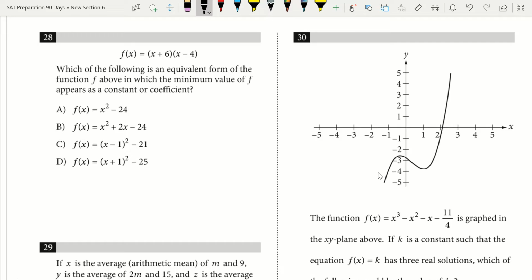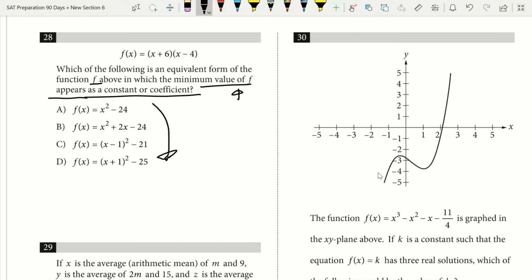So 28 says, which of the following is an equivalent form of the function f above in which the minimum value of f appears as a constant or coefficient? Okay, anytime I'm asked for some value to be shown as a constant or a coefficient, I'm going to calculate that value first and then just find my answer choice that has it, because sometimes there's only one that has it, and in that case, it makes it very, very easy.